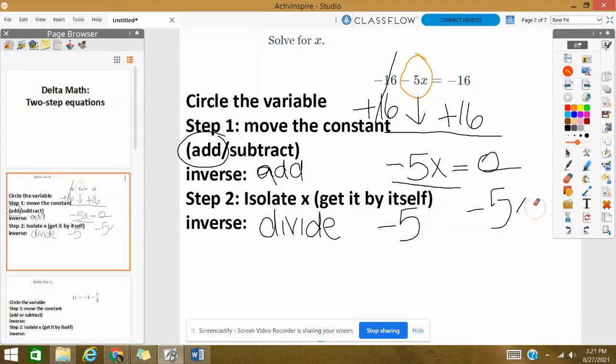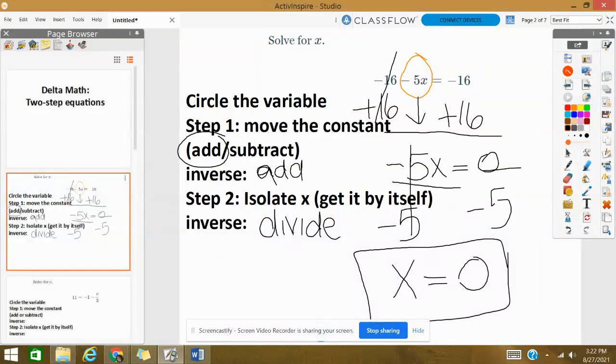Divide both sides by negative 5. My left side of the equation, negative 5 divided by negative 5, will cancel, leaving me with just x. And on the right side, I have 0 divided by negative 5. In this case, my answer is going to be 0. So this is how I would solve a two-step equation.